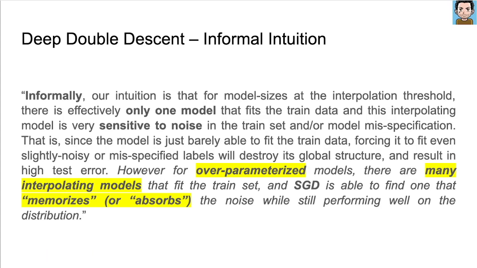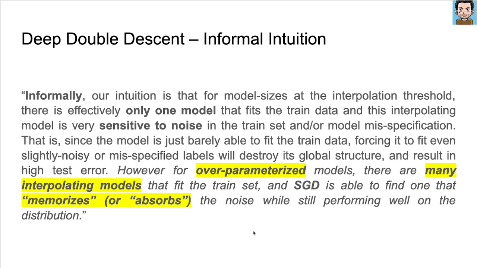Now I'm going to switch gears to the double descent paper and quote the official presented intuition. So according to the paper, informally, our intuition is that for model sizes at the interpolation threshold, there is effectively only one model that fits the training data, and this interpolating model is very sensitive to noise in the train set. That is, since the model is just barely able to fit the training data, forcing it to fit even slightly noise or misspecified labels will destroy its global structure and results in a high test error.